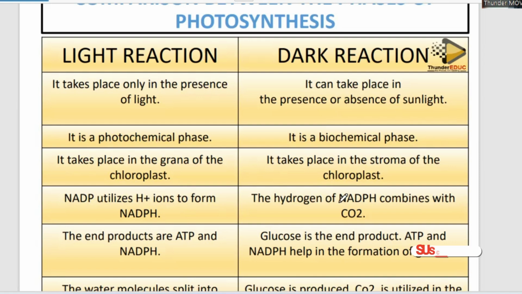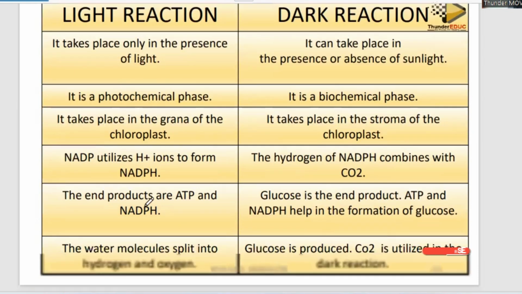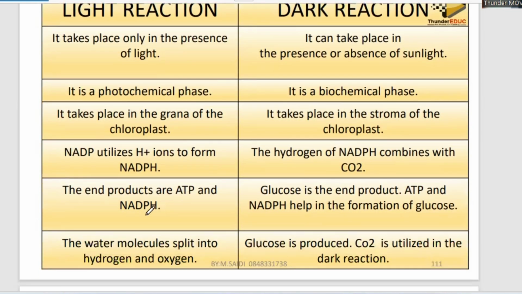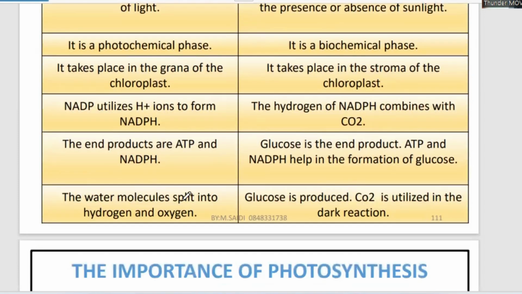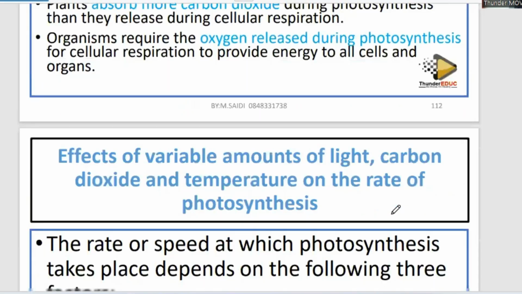And then here, the NADPH will combine with carbon dioxide to form glucose in the presence of ATP. Here, the end products are ATP and NADPH, while on the other side, the NADPH and ATP are being used, meaning that the end product will be glucose. Here, water will split, and then hydrogen and oxygen are released, while here glucose is produced. Carbon dioxide is utilized in the dark phase.